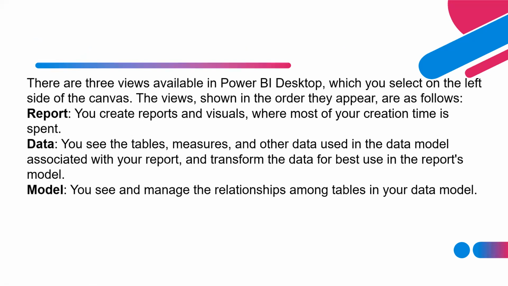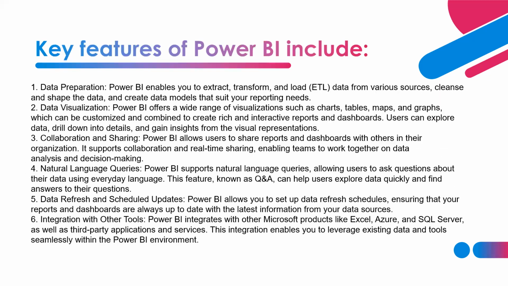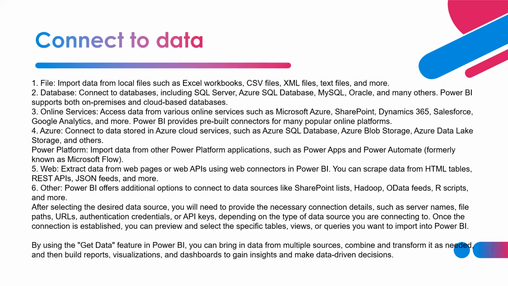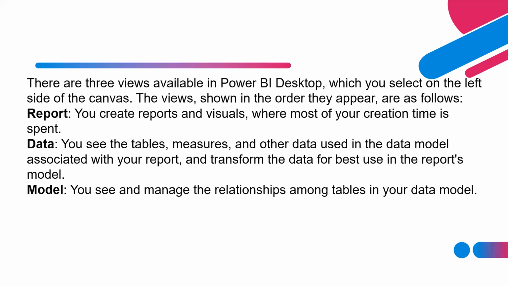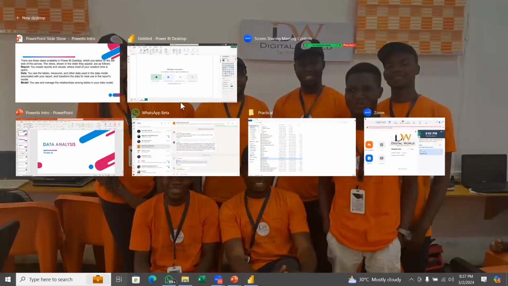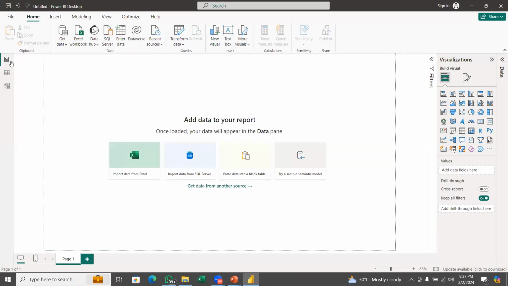Now, you have three types of view in Power BI. The very first view is your report view. Your report view is where you build your reports and your visuals. That is the very first window you are going to see. If you see, I have a report view. This is the place where I build the reports, the visuals, all the charts and everything.